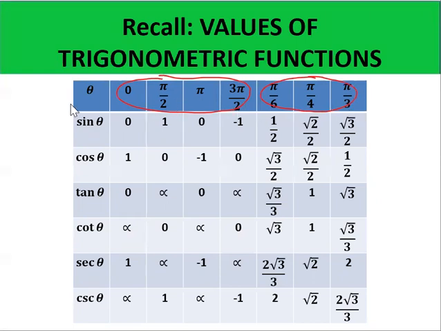So here is the table that summarizes the values. If we're looking for the value of tangent of pi over 4, we look at the tangent row and the pi over 4 column, so tangent of pi over 4 is equal to positive 1. If we want secant of pi, we look for the secant row and the pi column, which is equal to -1.